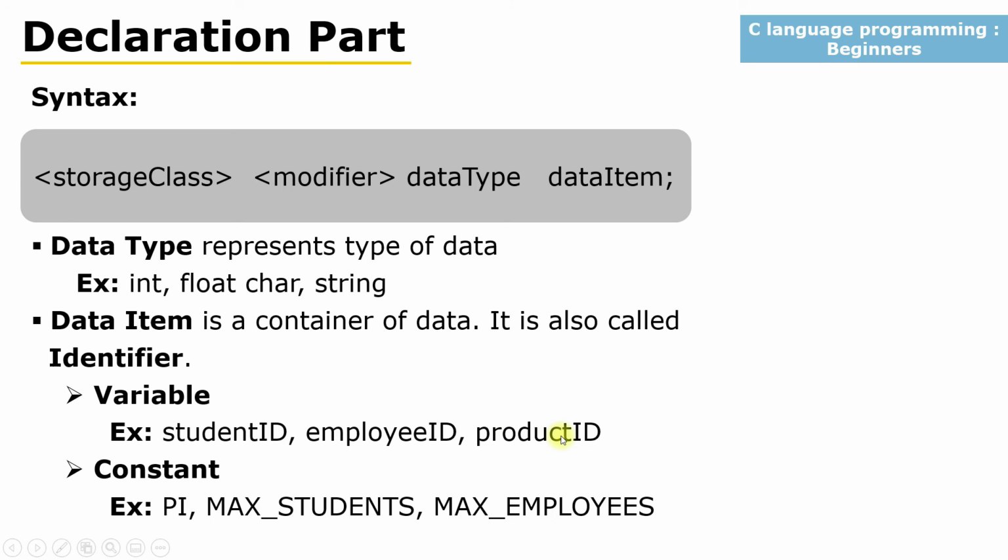Similarly, product ID also. On the other hand, if you want to declare the data item in which the value should not be changed, then we need to declare the data item as a constant. These are the examples. The value of pi which we have seen now. Let's say a class can have only a maximum of 100 students. Then we can declare that as a constant max students. Or a company can have a maximum of 1000 employees. We can declare it as a constant with the name max employees.